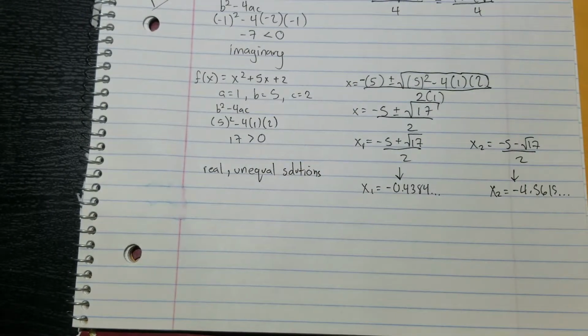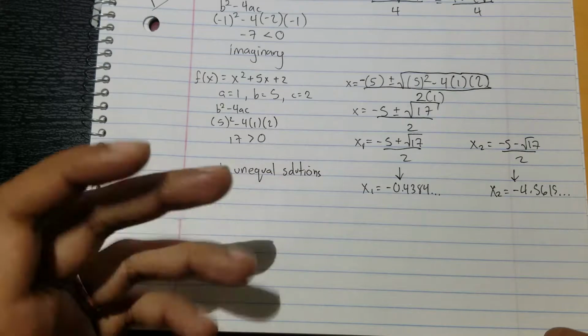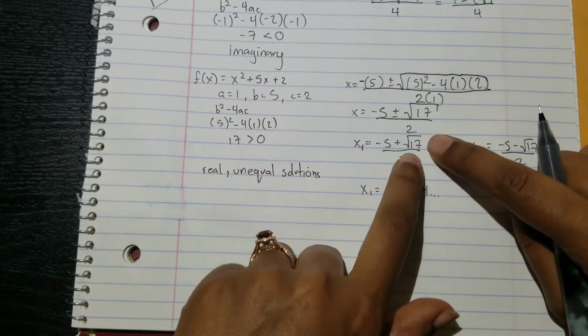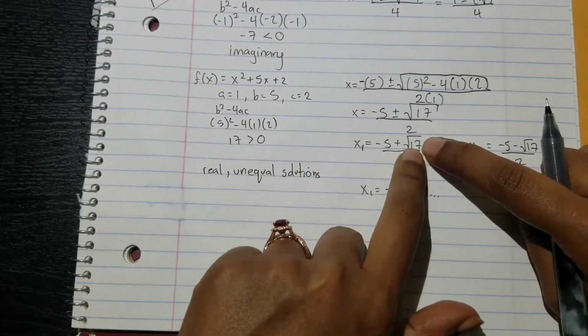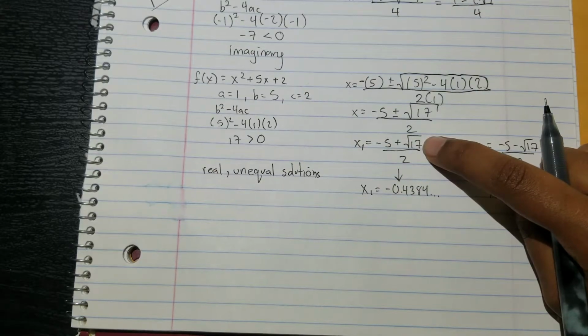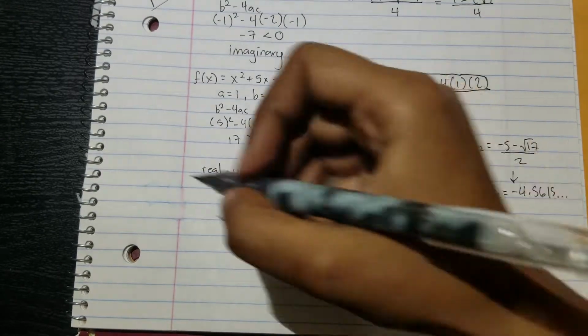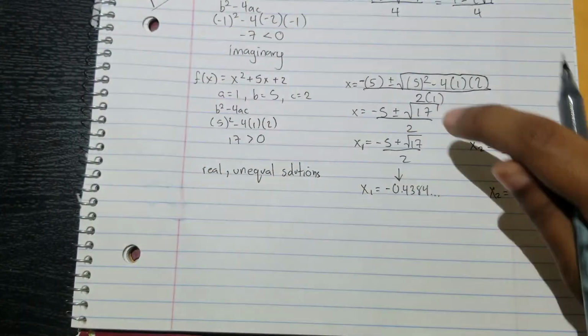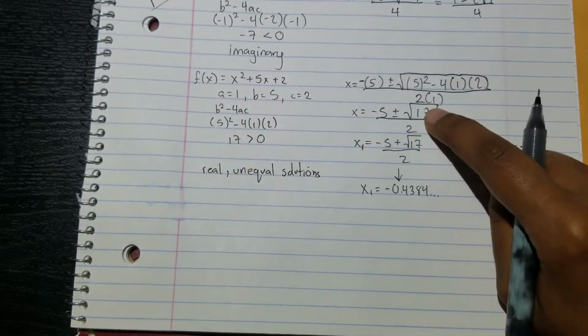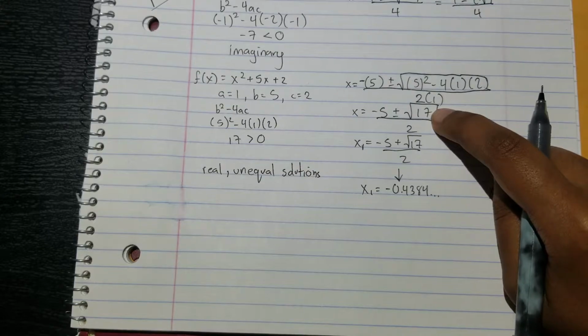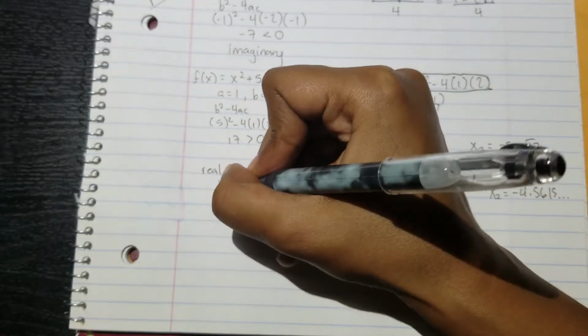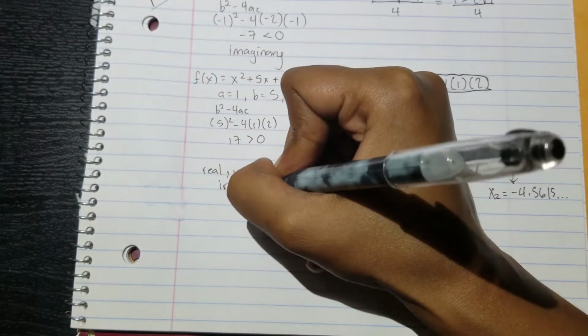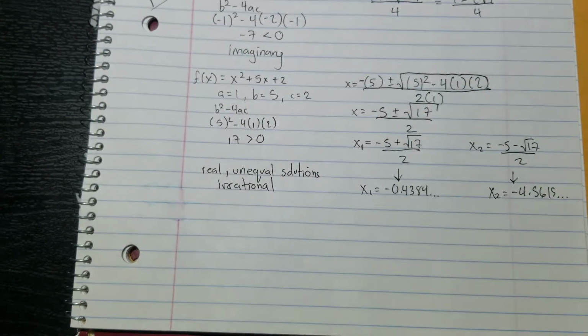Now there's another term that we can throw in here, which is rational or irrational. So let's look at this value. This is 17. This is a prime number. This is also not a perfect square. So another fact is that whenever you have a non-perfect square underneath the radical, you will always get irrational numbers. So that means this is always irrational as well.